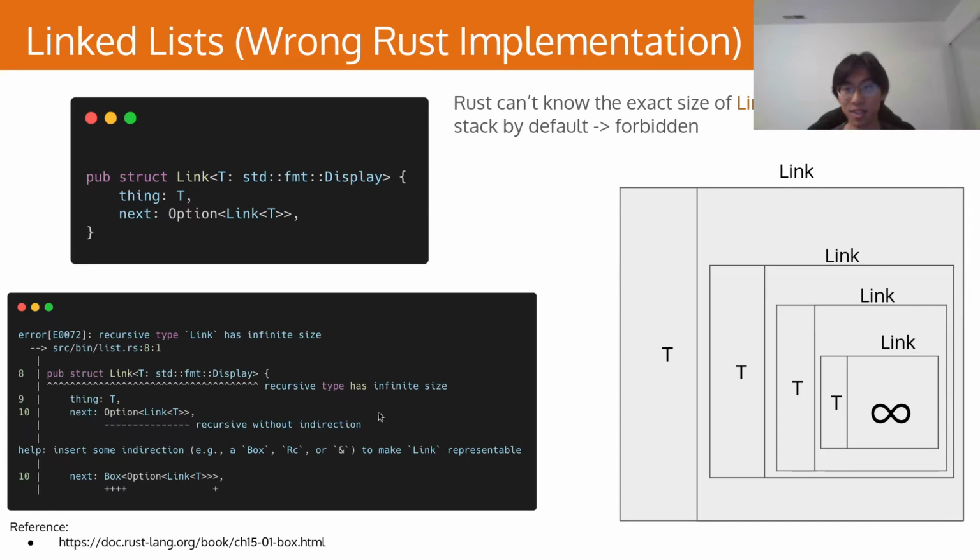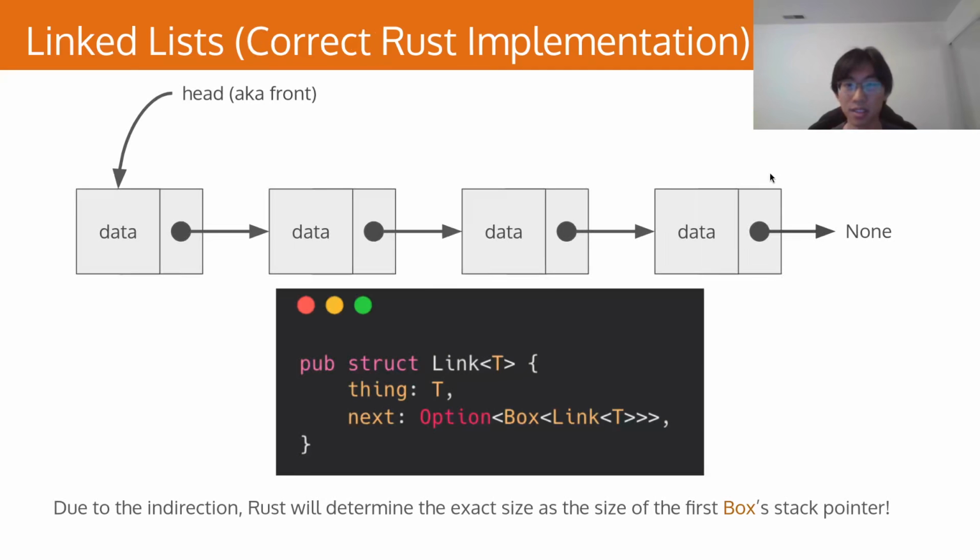But if we try and compile it, Rust will offer a helpful suggestion: maybe we should wrap it in a Box so that we can put the physical Link data onto the heap. The correct implementation would be to put the next Link on the heap and then keep the pointer on the stack using the Box. Since we know that pointers have a fixed size, this gets around the issue of potentially having a struct of infinite size, right?